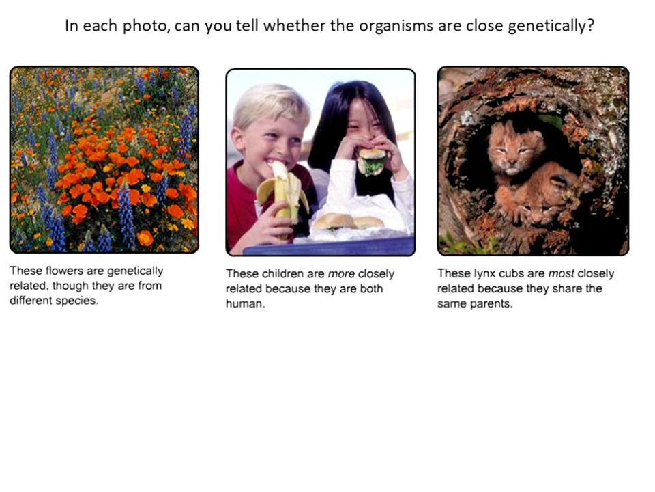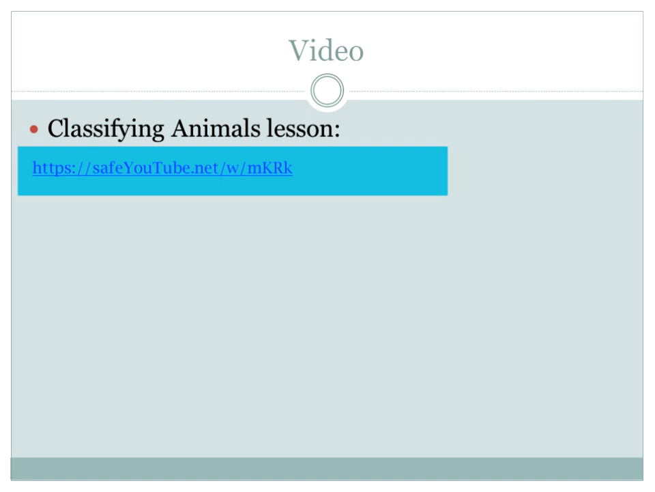So, in each photo, boys and girls, can you tell whether the organisms are close genetically? Let's take a look at this first image, these flowers in the field. The flowers are genetically related. They're flowers, though they are both different species, okay? Then we have these two children. Children are closely related because they're both human, but they come from different families. However, in this case, these lynx cubs are most closely related because they have the same parents. And we get that, kind of like your second cousins. You and your sibling are closer than you and your cousins because they don't share the same parents, okay? But you're still from that same family, just a little bit more distant, not as closely related.